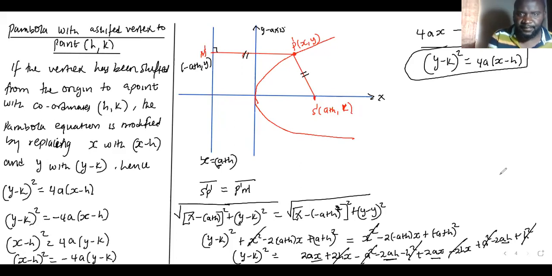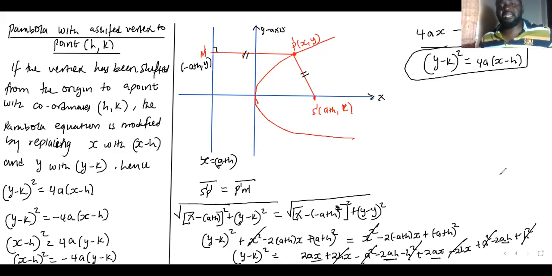Why do they have primes? Like, why is it S prime and P prime? Hey, I'm looking at them as new foci, new focus, and a new variable point, which have been realized as a result of shifting the vertex from the origin. Because we have said if you shift the vertex of the parabola from the origin to a point with coordinates (h, k), then the parabola equation is modified by replacing the values of x as we have seen there.